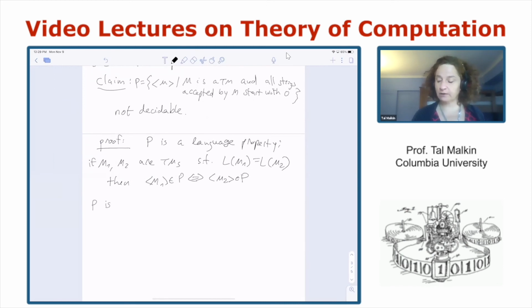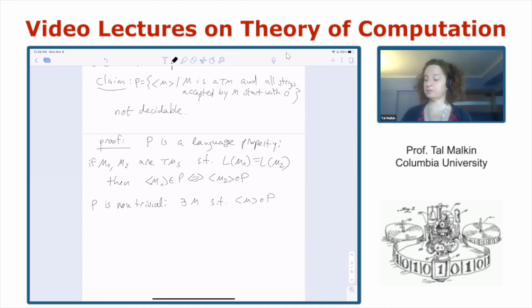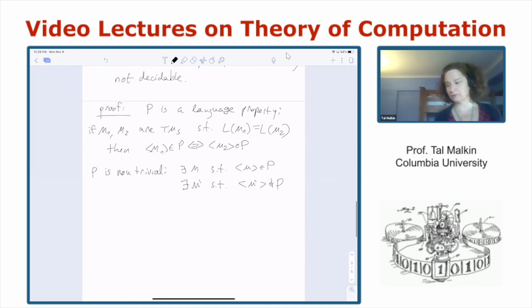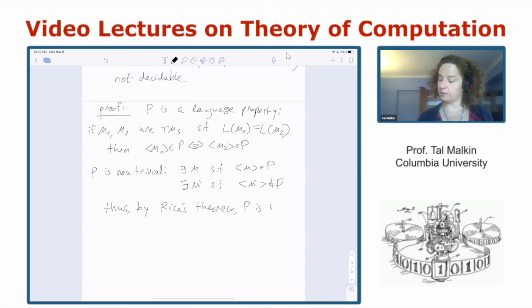Moreover, P is non-trivial. There exists an M such that M is in P. Clearly, you can write a Turing machine such that all strings accepted by M start with 0. And clearly, you can also write a Turing machine that does not satisfy the property. It's very easy to write a Turing machine that accepts some strings that do not start with 0. Thus, by Rice's theorem, P is undecidable.